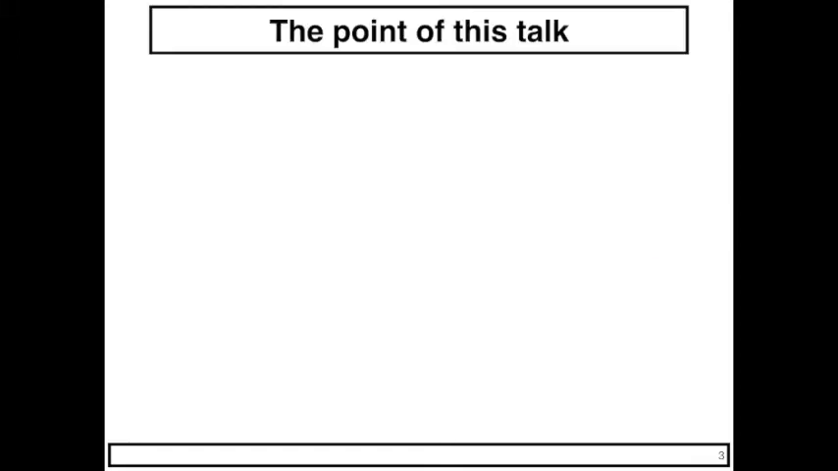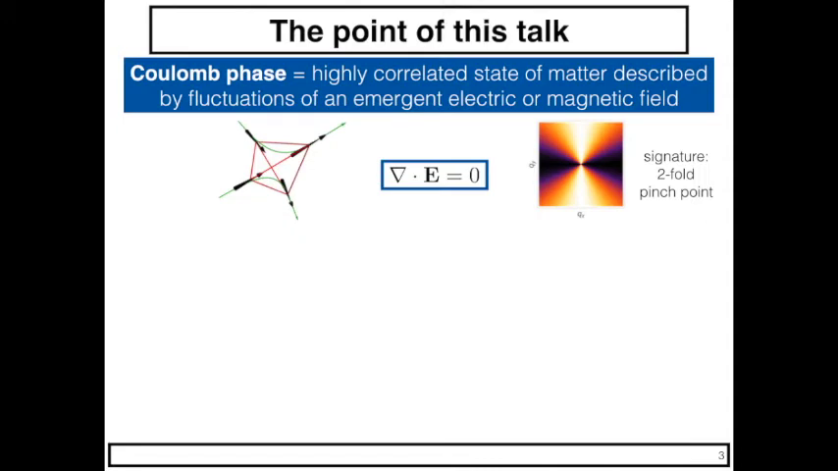To give you the take-home message of this talk in one slide, the basic idea is this. We've known for a long time that certain many-body systems exhibit something called a Coulomb phase at low temperature. This is a highly correlated but disordered state of matter whose long-wavelength physics is governed by the fluctuations of an emergent vector field, which obeys Gauss's law, divergence of V equals 0, in the ground state. And we've also known for a while how this phase can be identified in scattering experiments. The smoking gun comes in the form of this bow tie-like singularity called a pinch point that would appear in the scattering response and has a twofold symmetric shape.